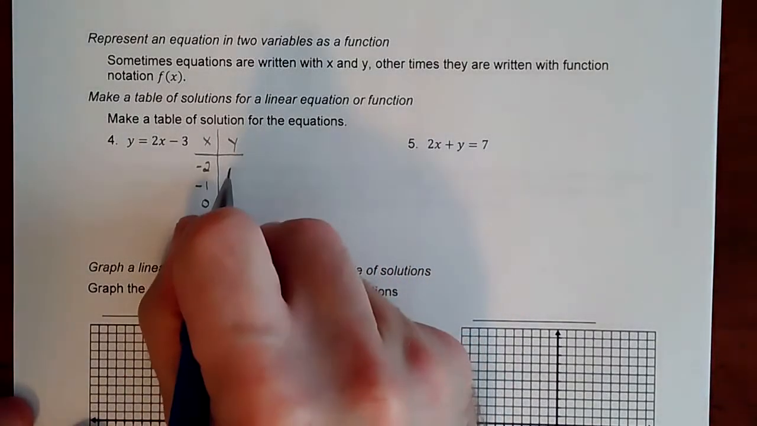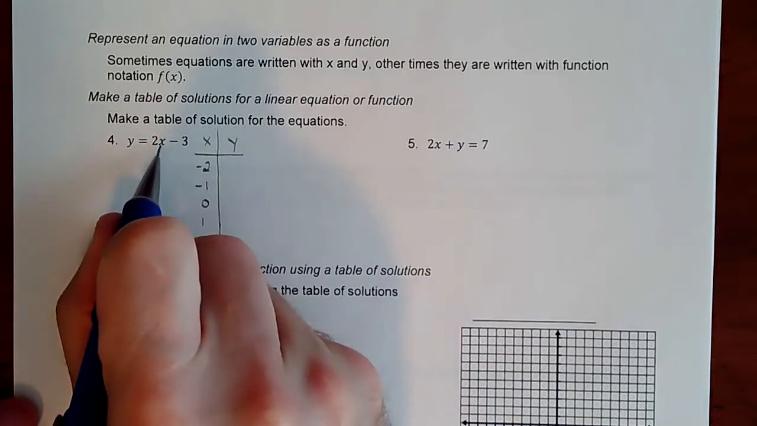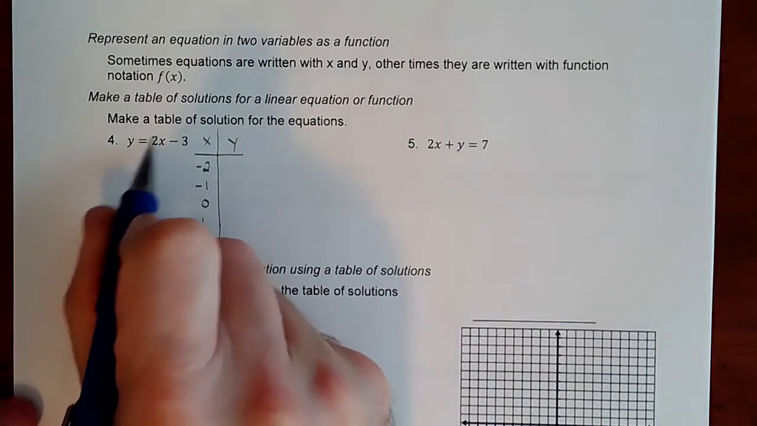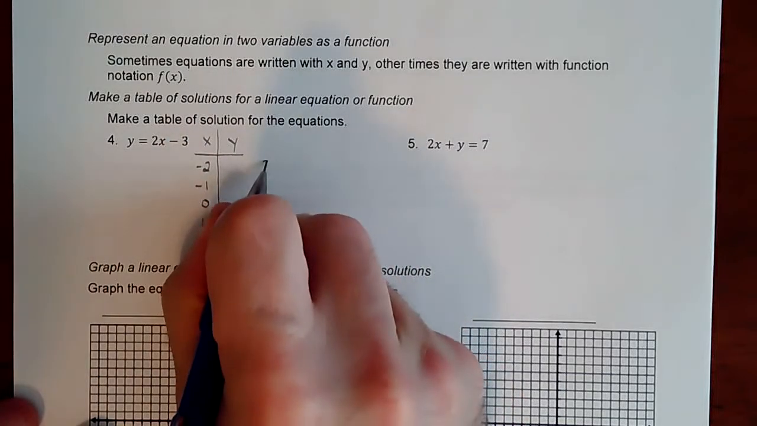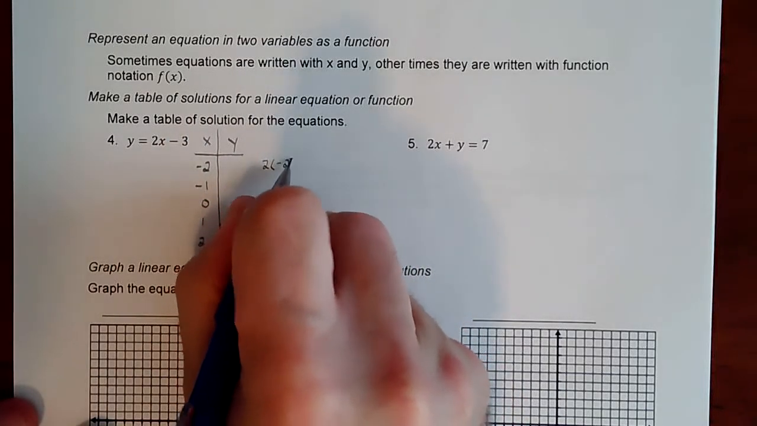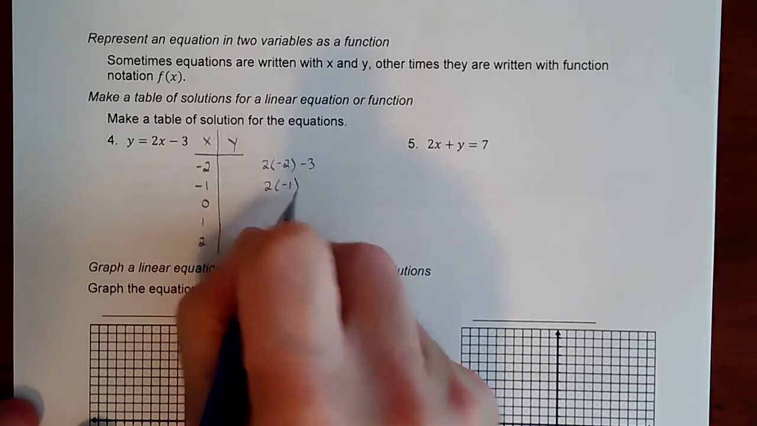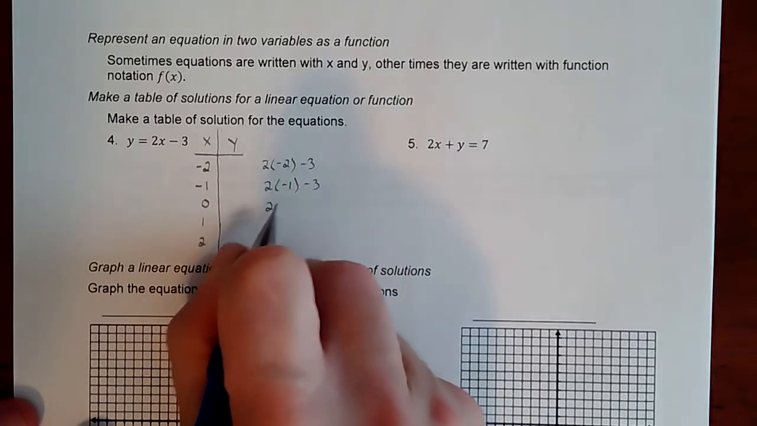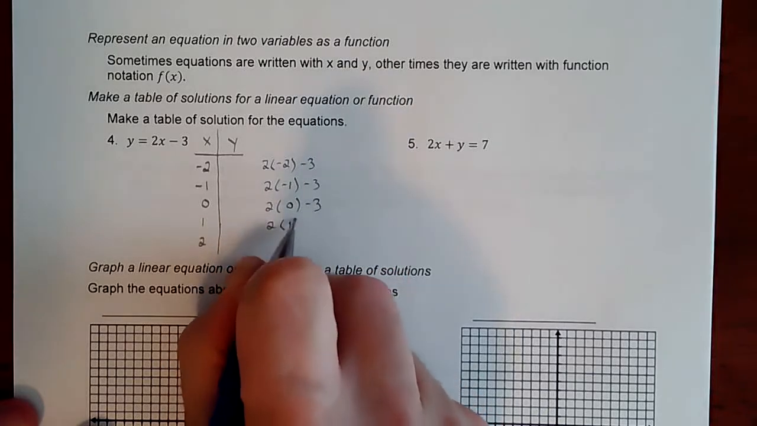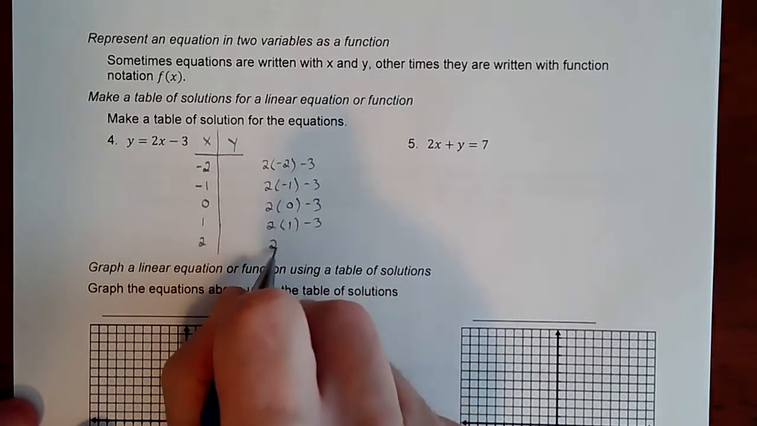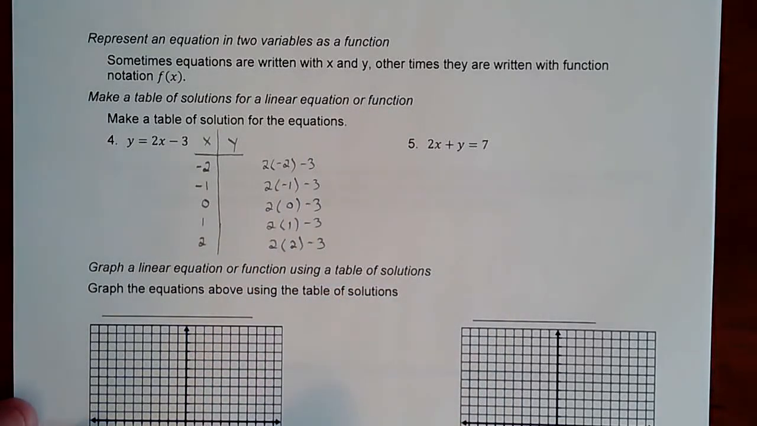I don't know what I'm going to get when I get a y out of it. So I'm going to be substituting that x with the -2, plug it in, do the math, and let's see what we get as a y value. Okay, so here's our math. 2 times -2 minus 3, and then 2 times -1 minus 3, 2 times 0 minus 3, 2 times 1 minus 3, and 2 times 2 minus 3. That's the math that we're about to do.